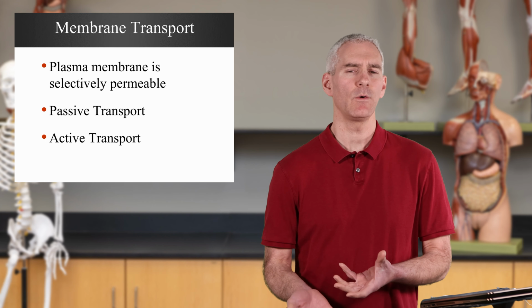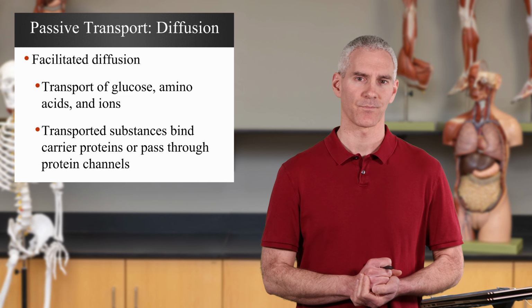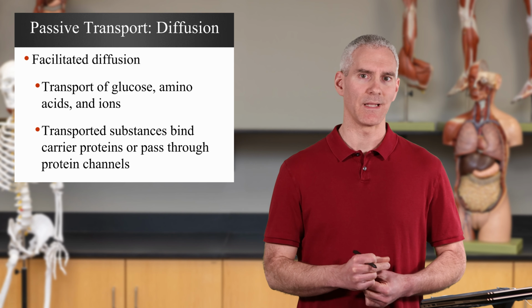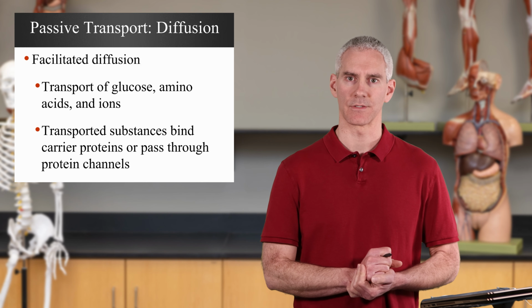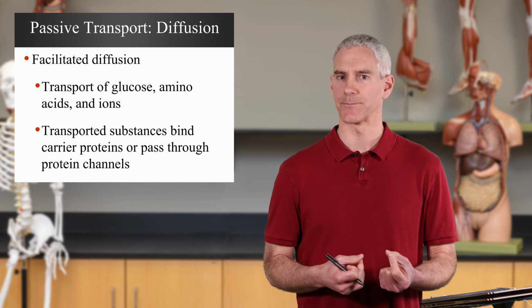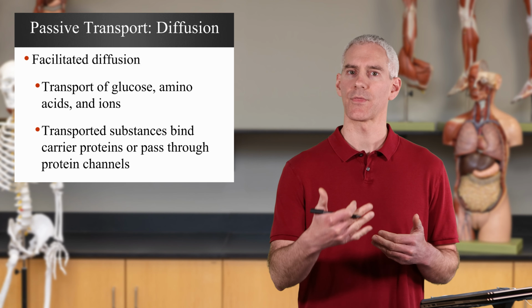The next type of diffusion is facilitated diffusion. In the case of facilitated diffusion, you'll notice it's talking about transport of glucose, amino acids, and various ions. Facilitated here means something needs to help out. They can't simply go across on their own. So we're looking at protein carriers or pass-through channels, something in the membrane that helps these compounds, these particles, move through the membrane.